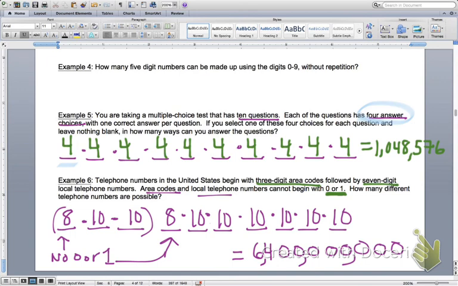All right, so that's pretty much the fundamental counting principle. It's just a matter of multiplying and always choosing the correct number of options for each spot. All right, go ahead and start practice, and good luck.